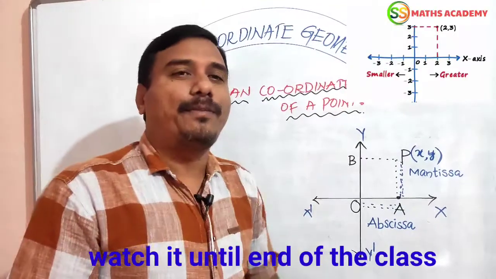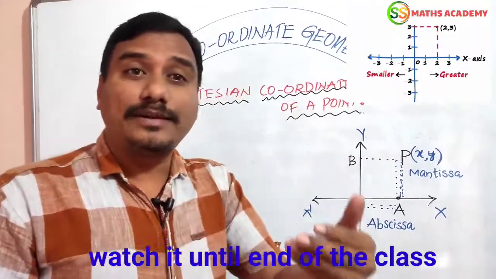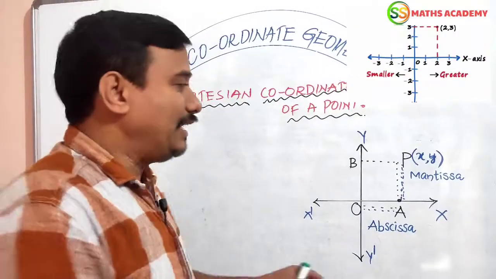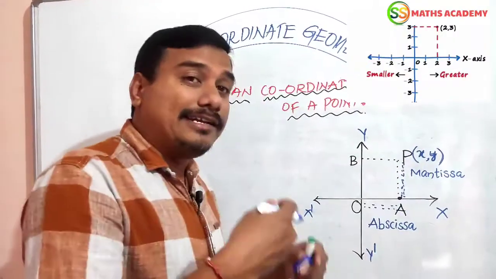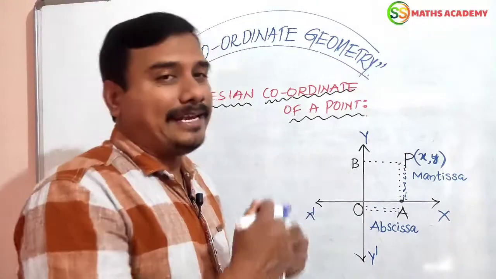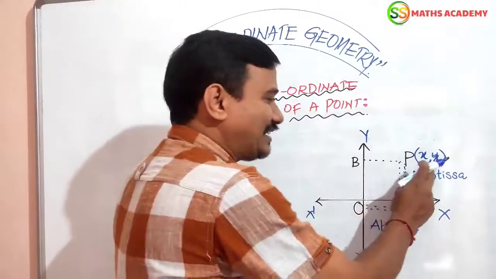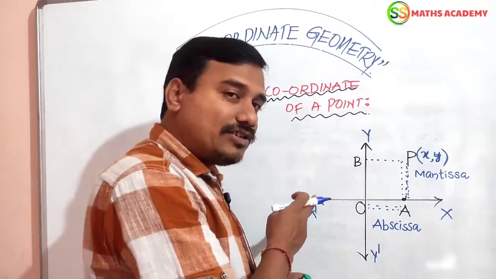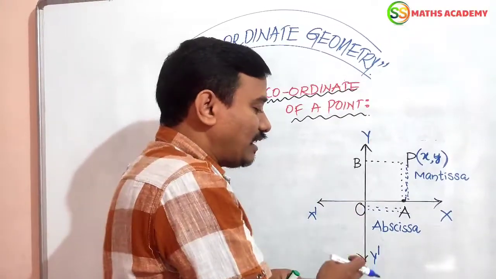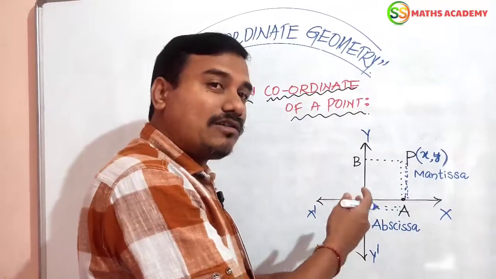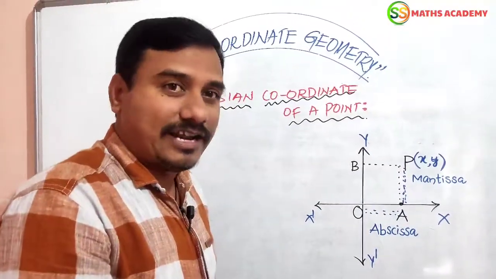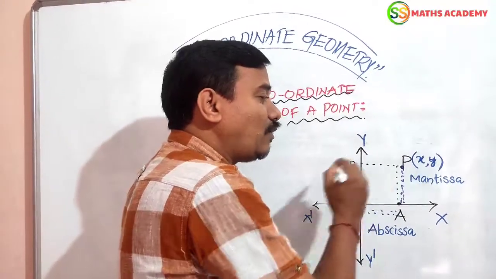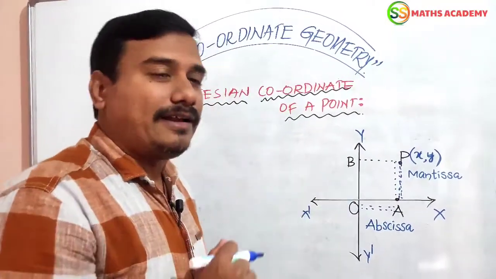Let us take any point P on a Cartesian plane. Let the point P, this point P on a coordinate plane, be P of x comma y. Here x dash is called the horizontal line, y dash is called the vertical line. These two, you know very well, are mutually perpendicular lines, right? Now this P is located in a Cartesian plane.